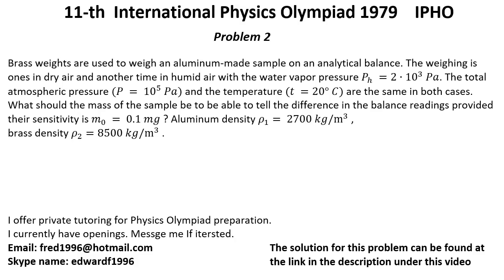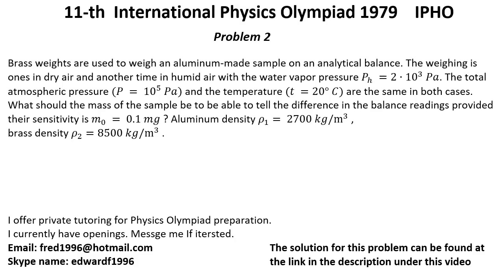Problem number 2. Brass weights are used to weigh an aluminium sample on an analytic balance. The weighing is done once in dry air and another time in humid air with the water vapor pressure pH equals 2 multiplied by 10 power 3 Pascal. The total atmospheric pressure P equals 10 power 5 Pascal, and the temperature is 20 degrees Celsius, the same in both cases. What should the mass of the sample be to be able to tell the difference in the balance reading, provided the sensitivity is M0 equals 0.1 milligram.